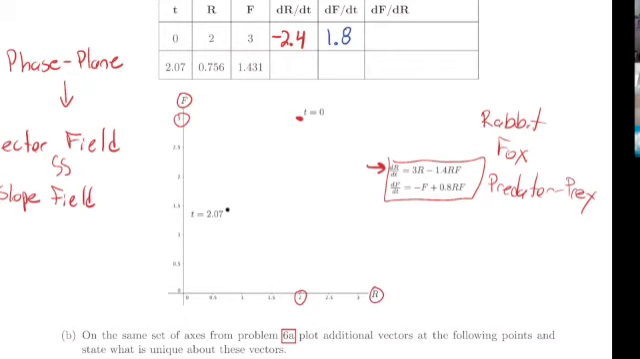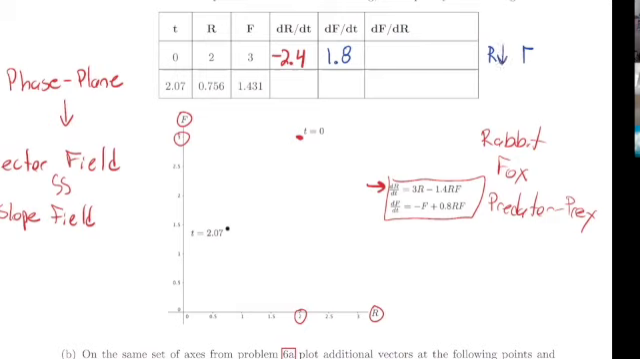So from this analysis, I can see that the rabbit population is going to go up, or excuse me, going to go down. And the fox population is going to increase, right, because of the signs of those slopes. And then in the slope field, we're plotting the relationship between r and f. So the vector that we're going to plot is dF/dR. And the way that we can plot this is by taking the dF/dt and dividing it by the dR/dt. So I take the ratio of 1.8 over minus 2.4, and that gives me minus 0.75.